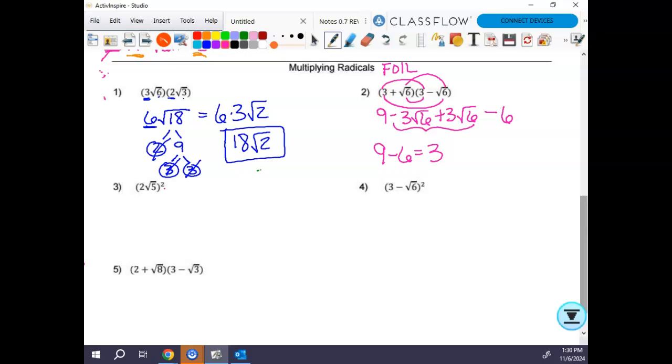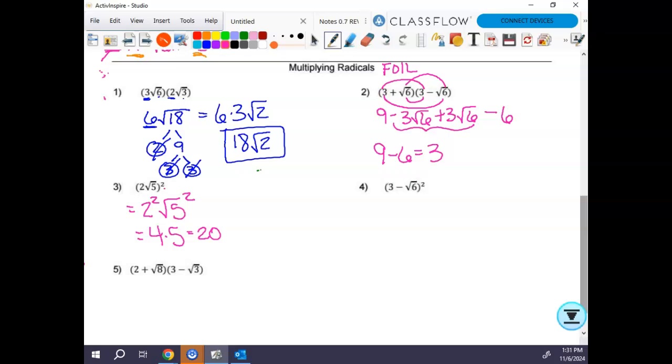So instead, this squared gets distributed to both of these. Again, if there was addition, totally different rules. But this is the same thing as 2 squared times the square root of 5 squared. What's 2 squared? 4. What's the square root of 5 squared? 5, because it's just 5. And then, so that's 4 times 5, and that gives me 20. Okay. Everybody okay with that? Any questions at all? Okay.